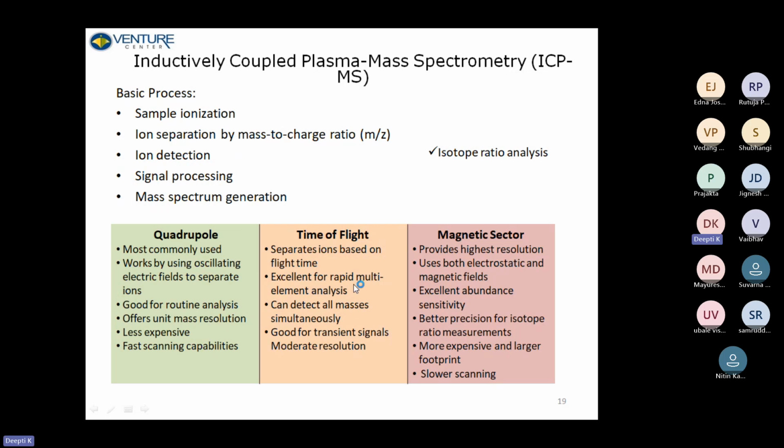Whereas time of flight separates the ions based upon their flight time. It is excellent for rapid multi-element analysis and can detect almost all masses simultaneously. It is good for transient signals and moderate resolution. Magnetic sector has the highest resolution of all available equipment. The working principle here is that it uses both electrostatic as well as magnetic fields. It has great abundance sensitivity, better precision, as well as isotope ratio measurements, but is much more expensive and has very slow scanning rates.